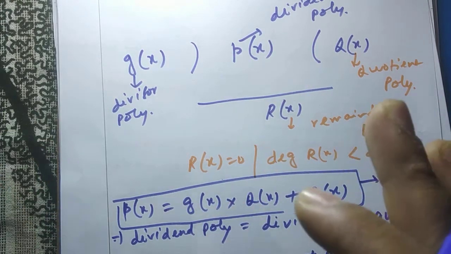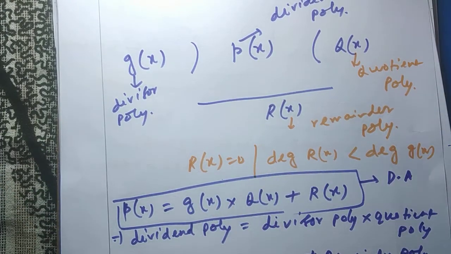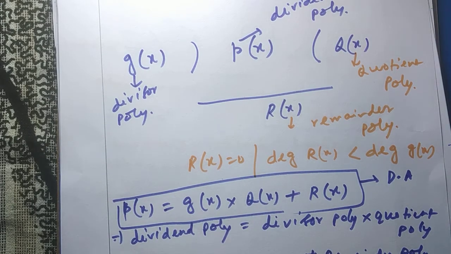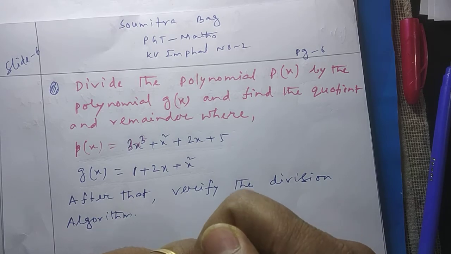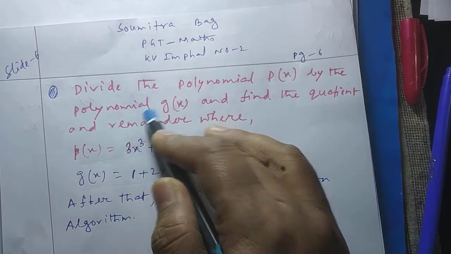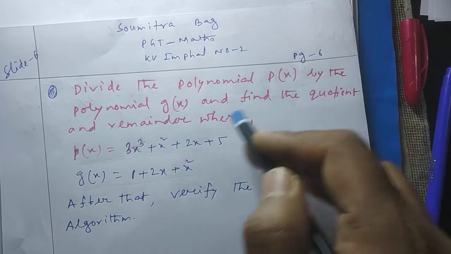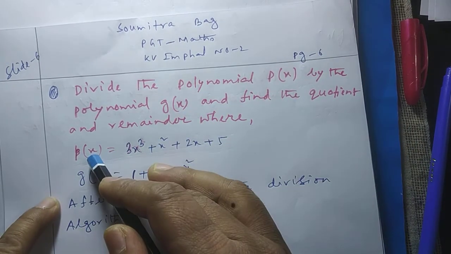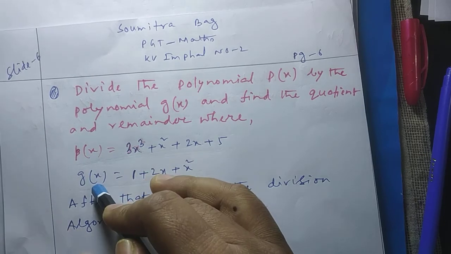I think it will be understood properly if you work out one example, if you verify one example. Now let us do it. In this regard, the question may be asked in this way: divide the polynomial p of x by the polynomial g of x and find the quotient and remainder, where some p of x is mentioned and some g of x is mentioned.